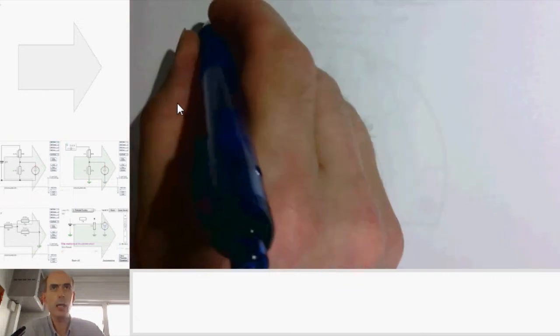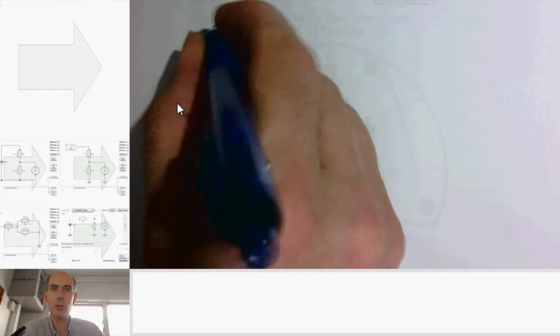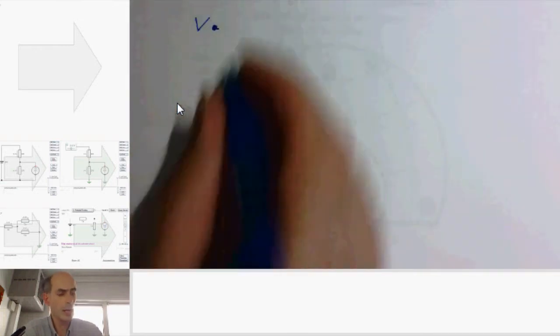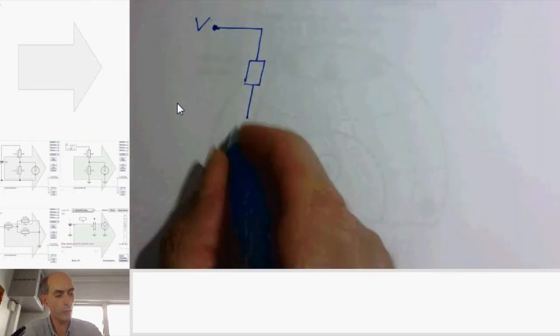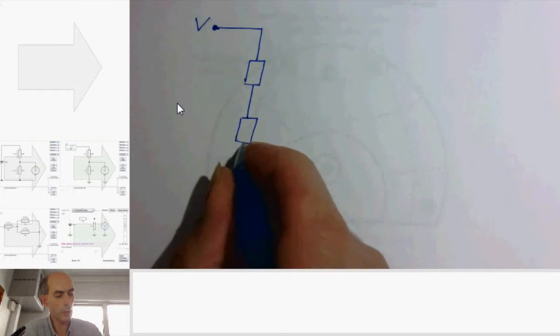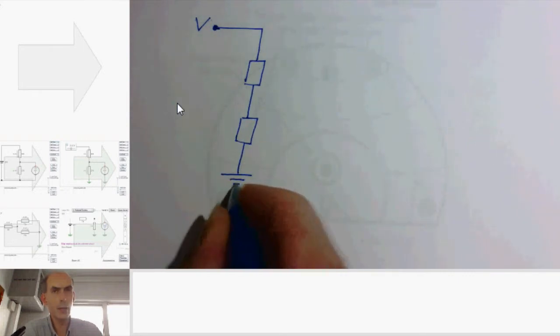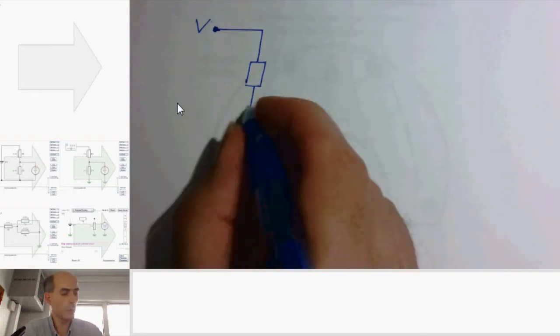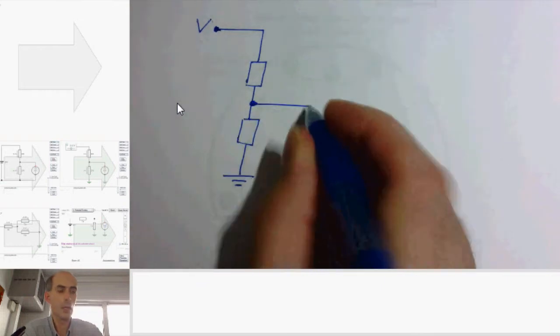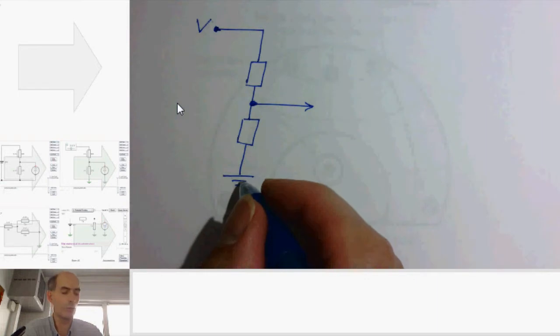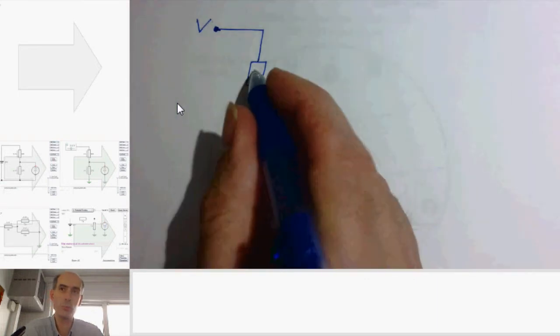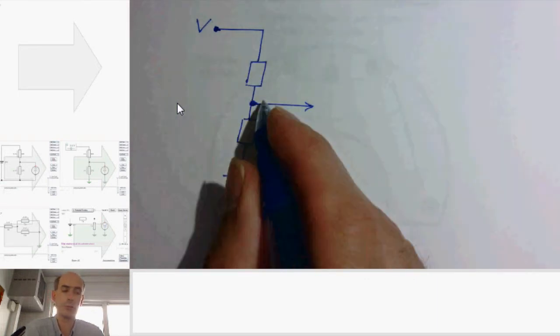If I had a point in a circuit there at a certain potential, let's call it V volts, and if I connect that through two resistors in series down to ground, then the output of a potential divider would be this point in the circuit here, halfway up. Well, not necessarily halfway in terms of resistance or voltage, but halfway in terms of how I've drawn it here.